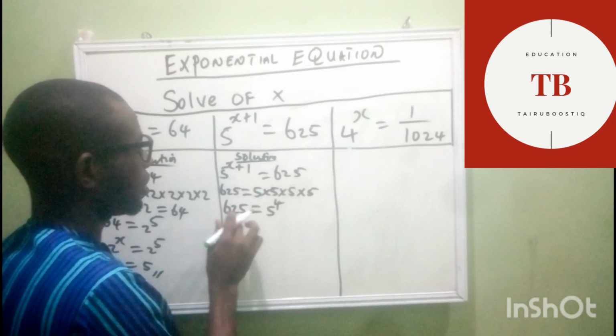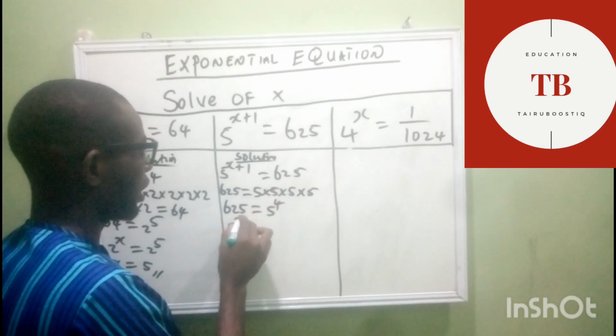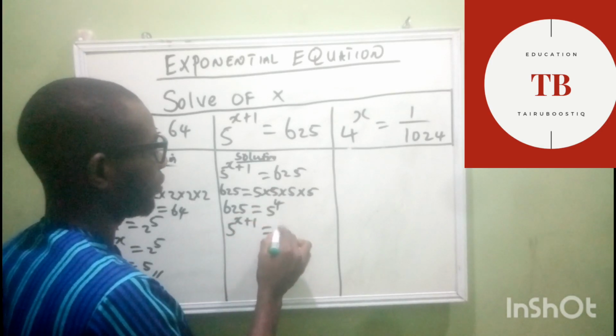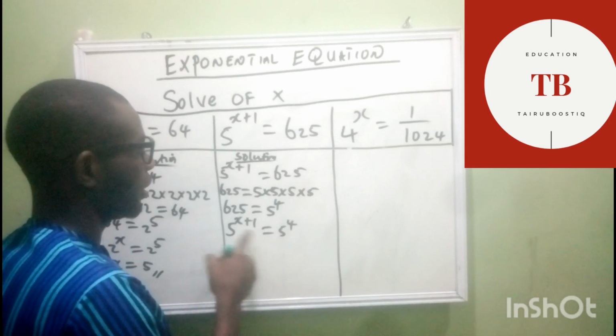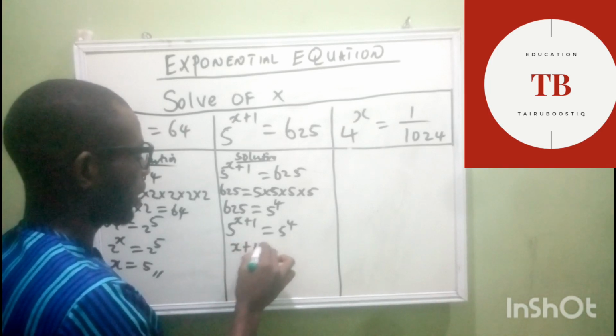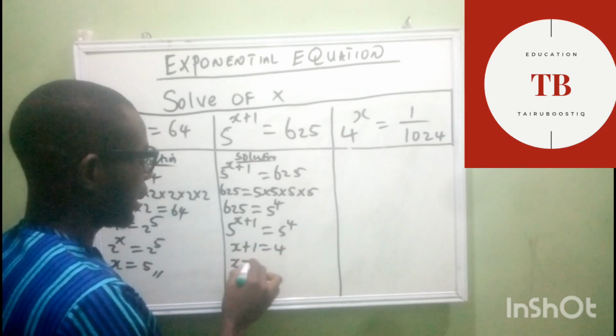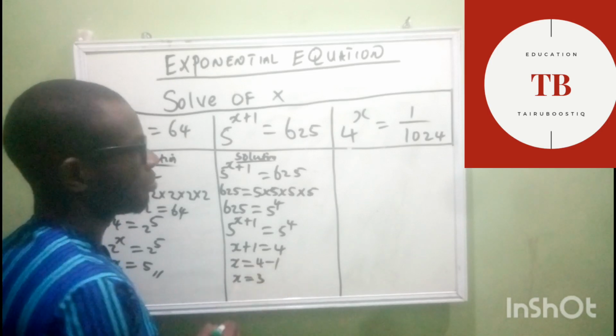Now, in place of 625, we are going to put 5 raised to power 4. Then we now have 5 raised to power s plus 1 is equal to 5 raised to power 4. According to law of indices, if the base are the same, we equate the power. Then we now have s plus 1 is equals to 4. And our s is equals to 4 minus 1. And our s is equals to 3.